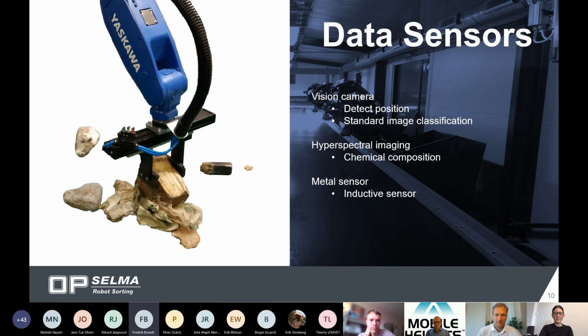We work with various data sensors, and like Erik said, we are open to exploring new ways of finding materials and objects in the waste stream. As of today, we work with standard vision cameras, both to detect but also to classify data. We work with hyperspectral imaging, which is a kind of light spectroscopy sensor. And we also have metal sensors to find metal.